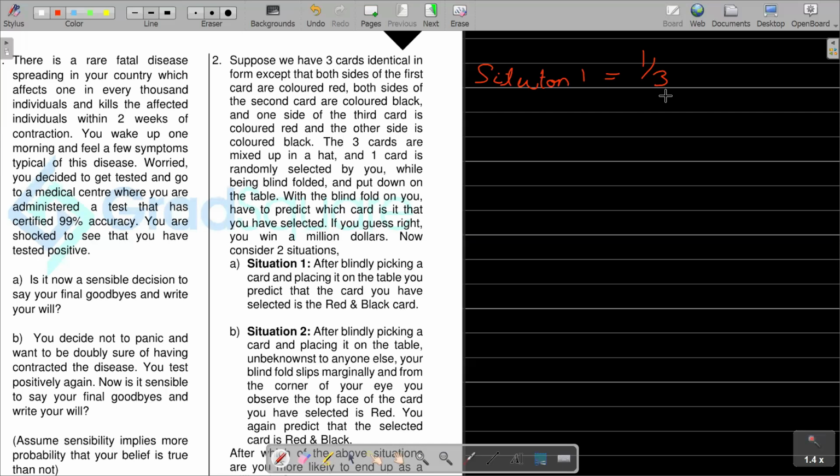All right, let's take situation 2 now. Let's try to calculate situation 2. We will use the Bayesian method to calculate the probability that the card that is present on the table is one side black and one side red. So for that, tell me, what evidence do you have? What evidence have you gathered in situation 2?